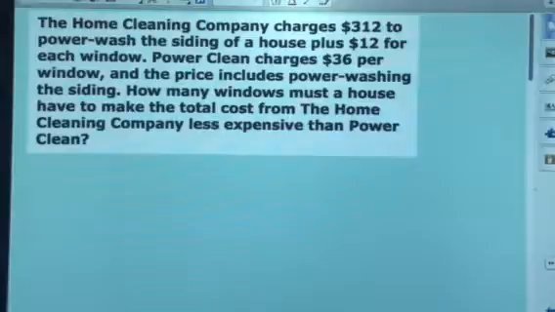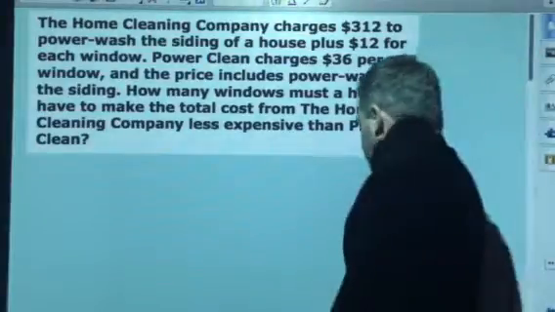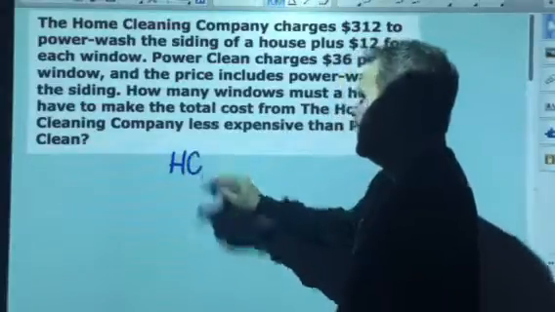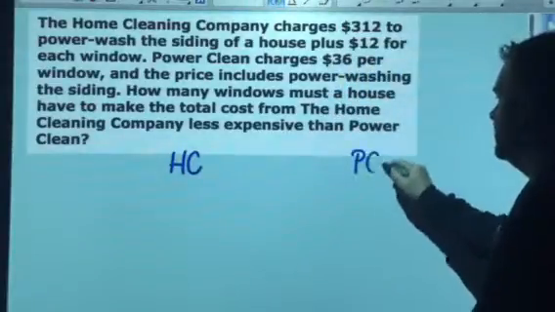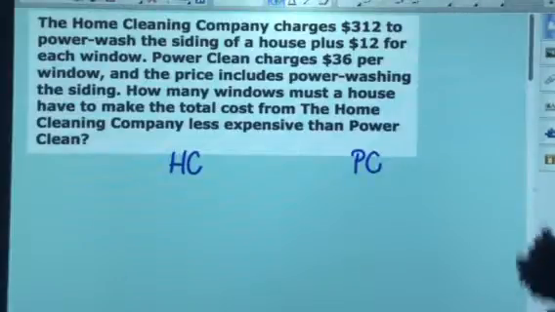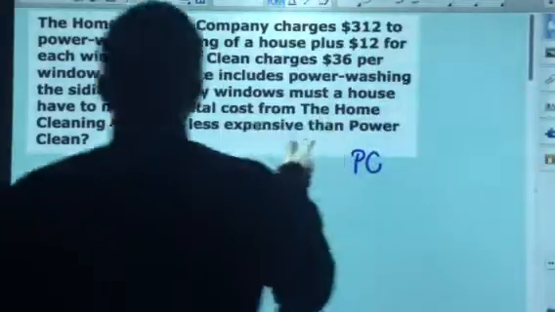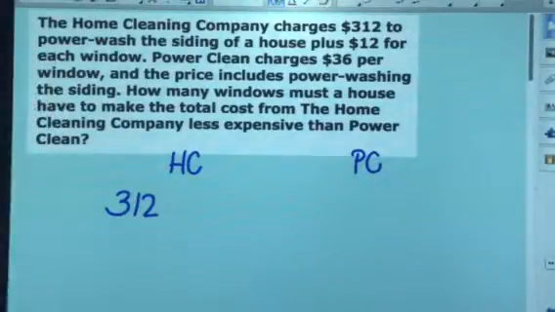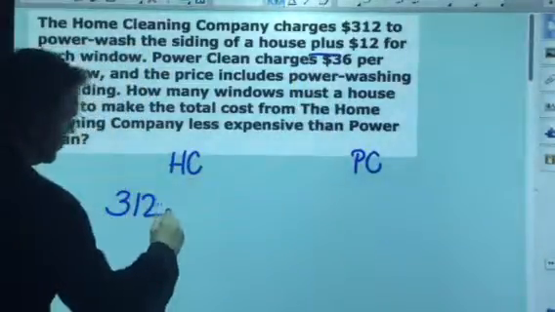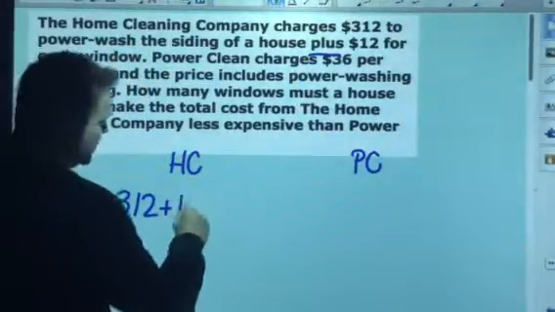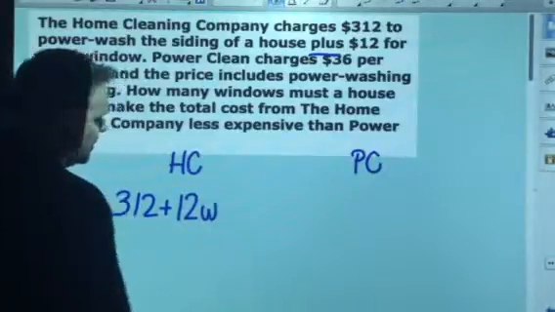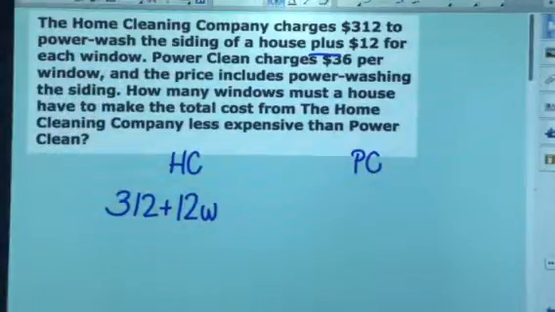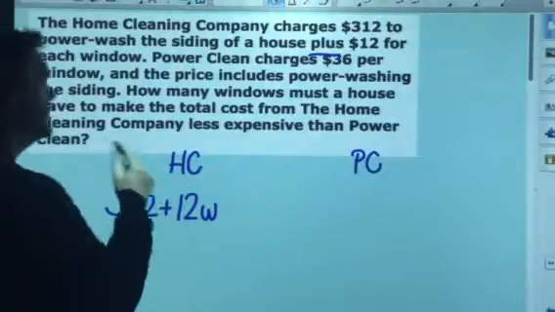Okay, so you should have noticed that there are two cleaning companies and they want to pressure wash the house. So we have home cleaning and we also have power clean. The equation for home cleaning says that it's $312 to pressure wash the siding. Okay, so that's going to cost $312. And it even says plus $12 for each window. So $12 per window. It would be written like that. Power clean is just $36 per window.